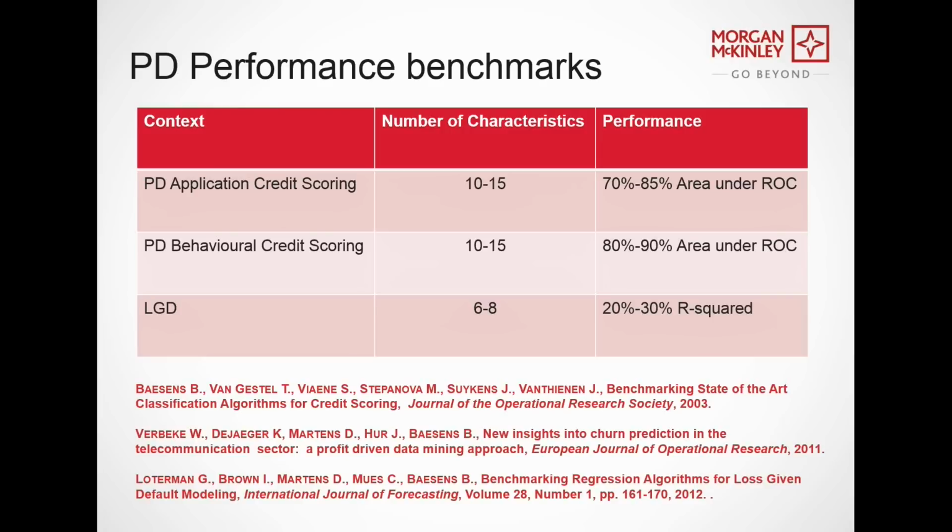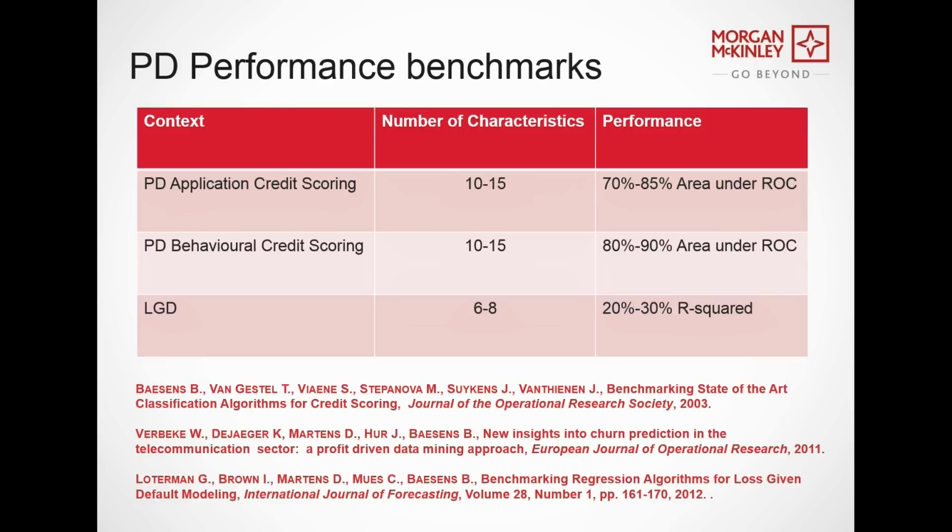The performance of those application scorecards typically ranges between 70 to 85%. When I say performance, I'm referring to the area under the ROC curve. This is a key performance metric which banks have to report according to their local regulators. For behavioral credit scoring, we have a similar number of characteristics, I would say between 10 to 15. The area under the ROC performance metric is somewhat higher because we have a lot more data available. In fact, the area under the ROC curve will range between 80 to 90%.